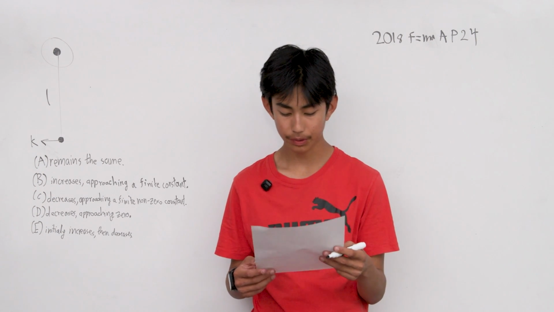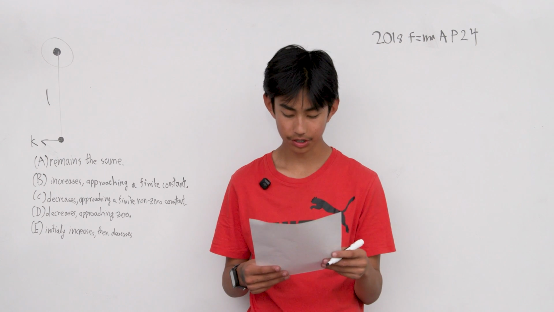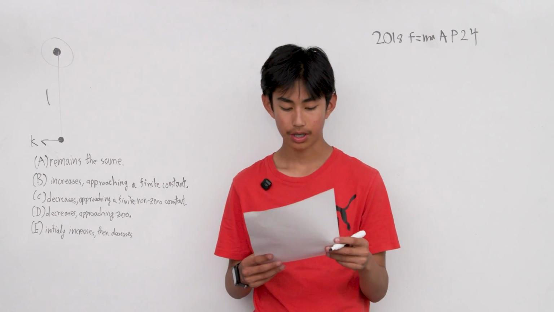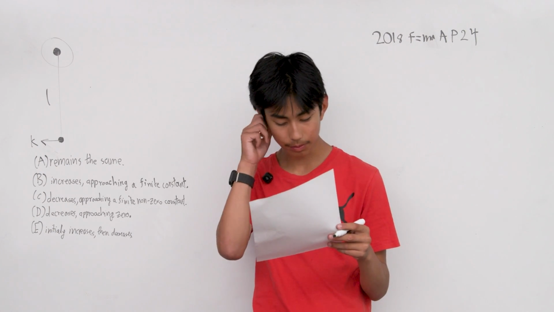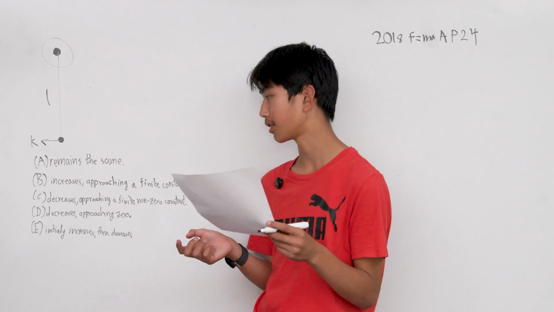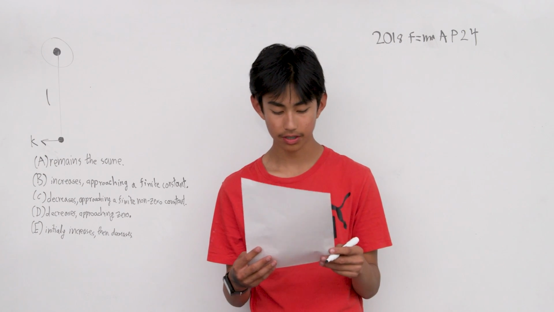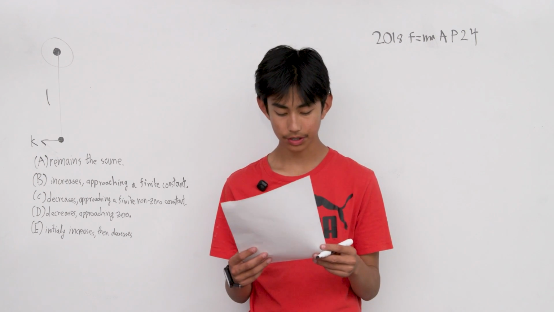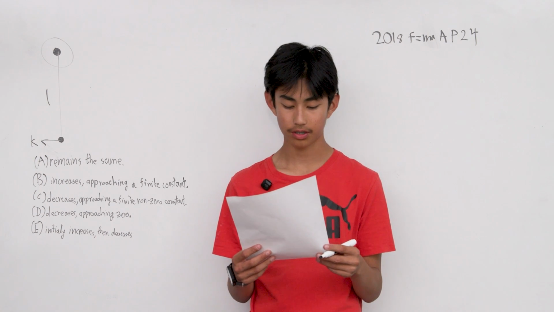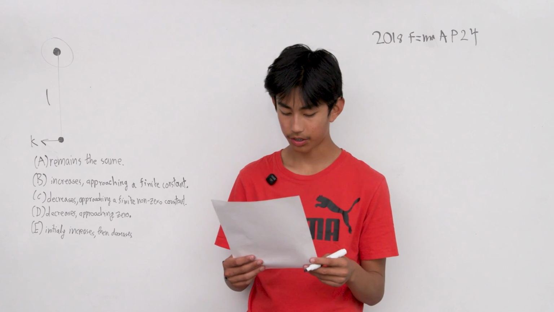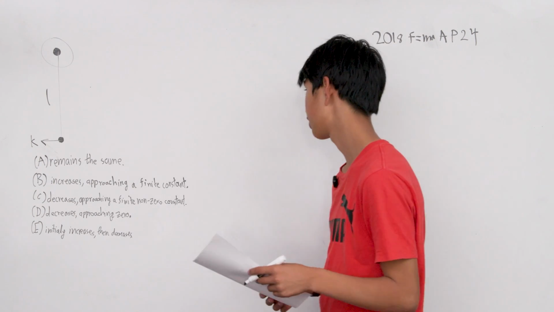If K is very small, the mass behaves like a pendulum performing small angle oscillations with period t0. As K is increased, the period of the motion for the mass A remains the same, B increases approaching a finite constant, C decreases approaching a finite non-zero constant, D decreases approaching zero, or E initially increases and then decreases.